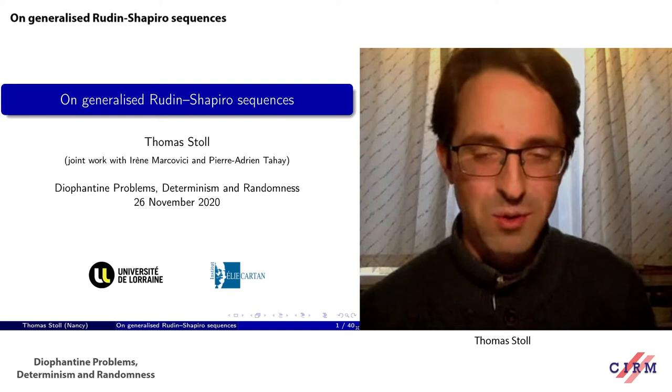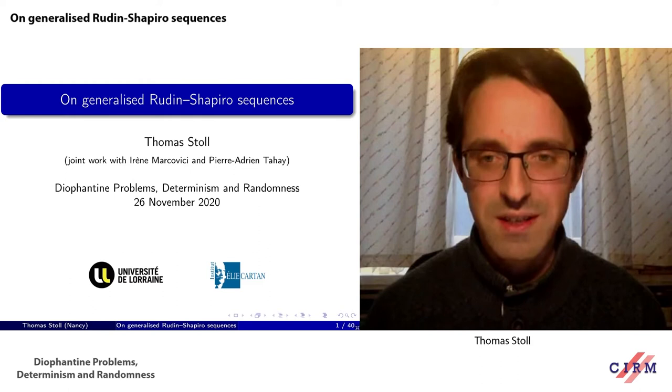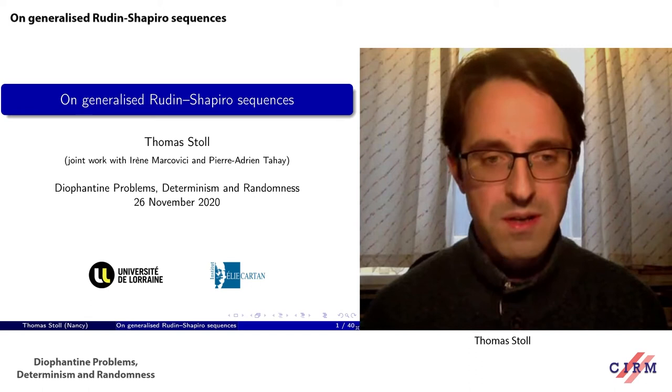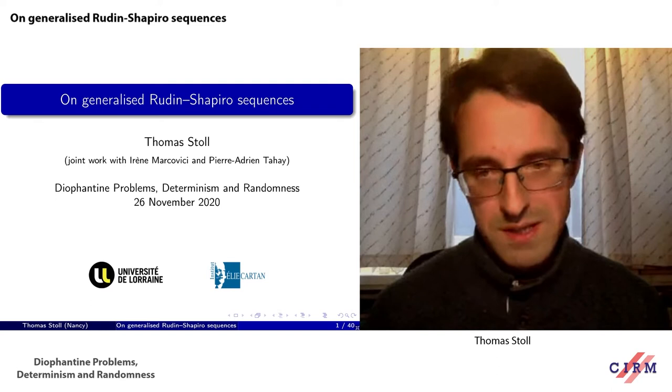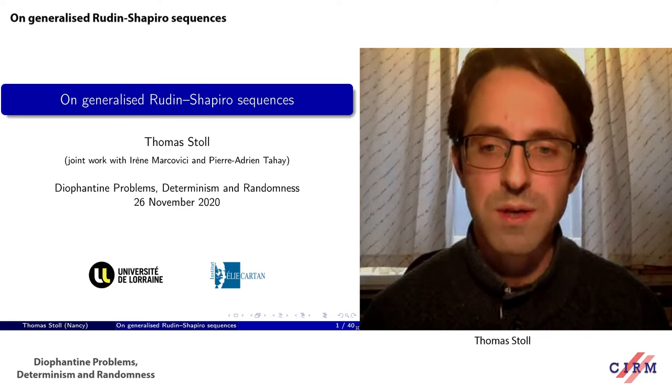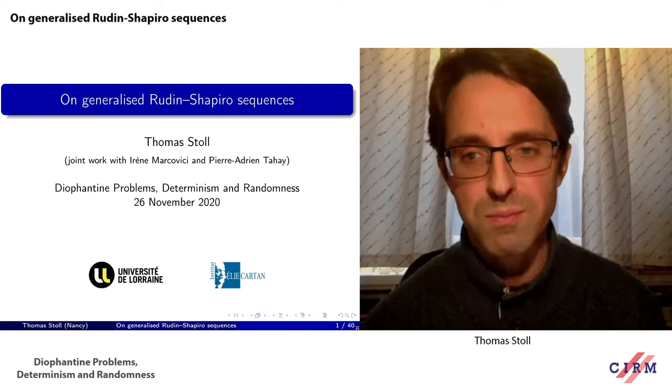I will talk about generalized Rudin-Shapiro sequences. There are quite a few generalizations already available, and I will add a new one, which I find interesting and is motivated by a certain property about correlations. The Rudin-Shapiro sequence is a fairly deterministic sequence, but it has quite some interesting randomness properties, and I use one property, a pseudo-randomness property, to generalize this Rudin-Shapiro sequence.